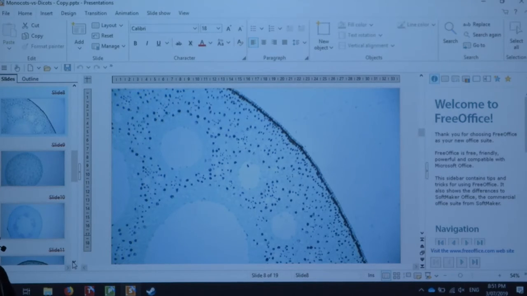These are some excellent pictures provided by Danny, who's another member of our Science and Tech group. She did a lovely presentation on microscopes, and she was lovely enough to give me some pictures. This is what you'd see if you were to look under a microscope. This is a monocot. You can see these big, large areas. These are the vascular bundles.